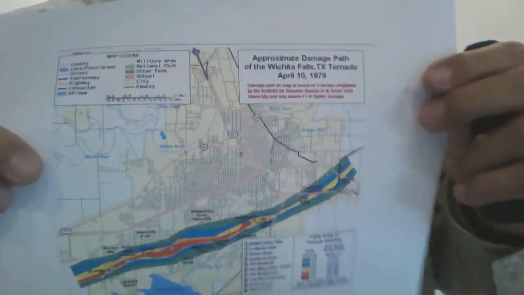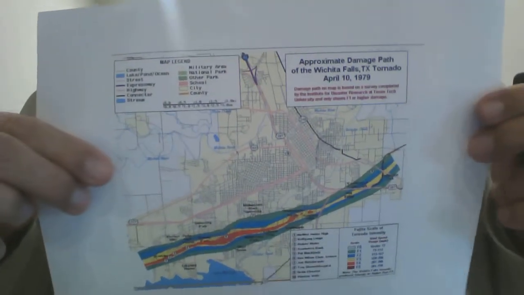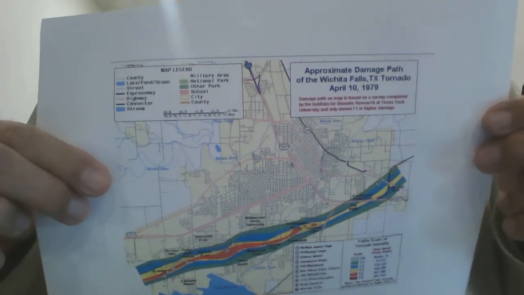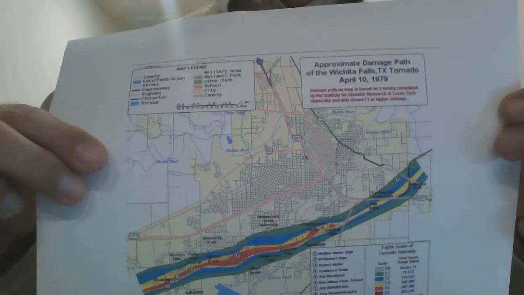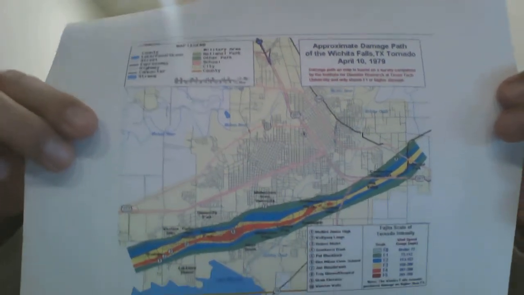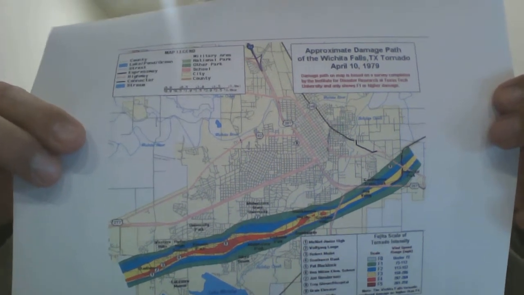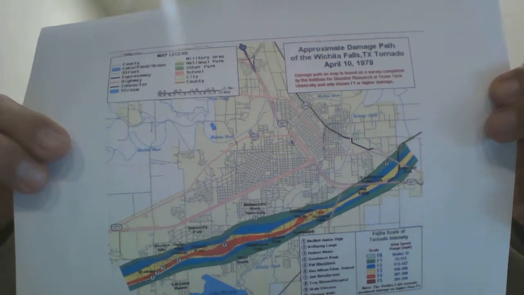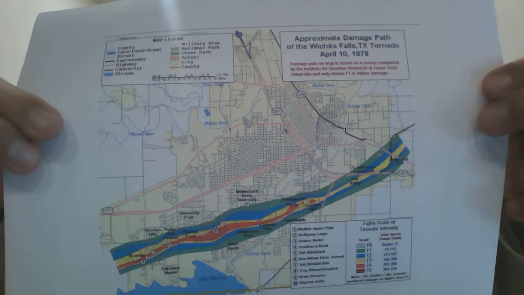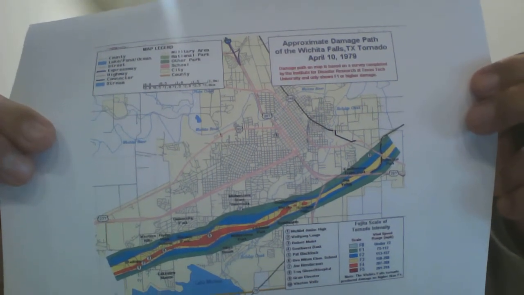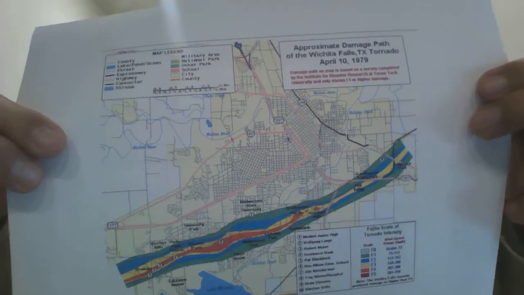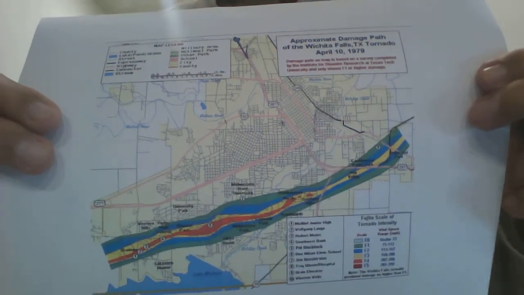But on the Wichita scale, it only has it going up to an F4. If it was on the enhanced scale today, it would have been an F5, because that is anything above 200 miles an hour. This shows you the destruction path that it took, and it would shift from F1, F2 to F4 in that category, and the colors show you the guidelines of where it was at and what actually happened.